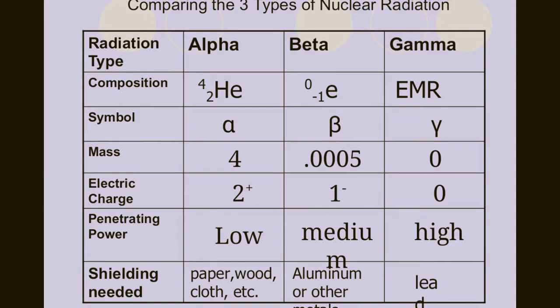Now when we look at their penetrating powers, you don't need to have the rank from lowest to highest. Alpha is the lowest, gamma is the highest, and the amount of shielding needed from them also varies. So if their penetrating power is very low, like alpha, you don't need a whole lot. For example, paper or wood or even clothing or a piece of cloth is enough to prevent penetration. Whereas with beta, you're going to need something a little bit thicker, like aluminum or other metals. And with gamma, you're going to need lead, as the penetrating power of gamma is very high.